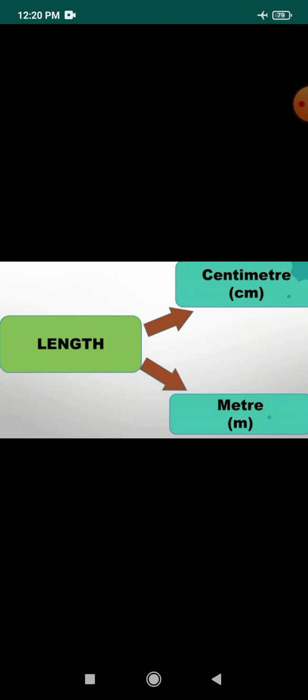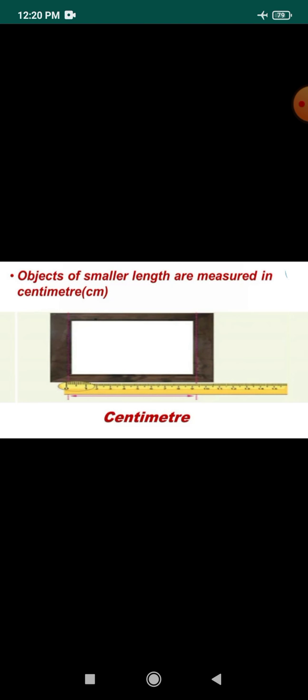Now let's learn in detail what is centimeter and what is meter. Let's see what we mean by centimeter and how to measure it. Objects of a smaller length are measured in centimeter. As I told you already, the length of small objects is measured in centimeter. So cm stands for centimeter.